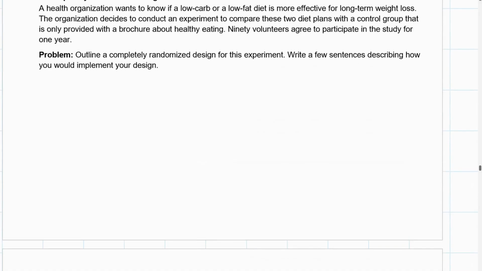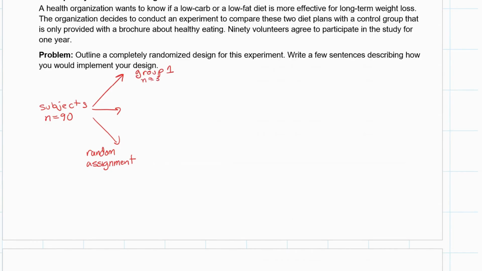So we have subjects. And by the way, it's traditional that we say how many are in each group. So we start off with 90 subjects. We're going to break the subjects into 3 groups. Okay. And we'll say we're going to do this using random assignment. We're going to get group 1, and that has 30 people. We're going to have group 2, and that's going to have 30 people. And then we're going to have group 3, and that's going to have 30 people.